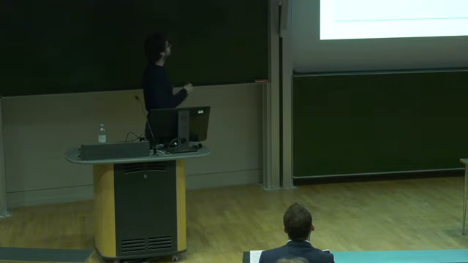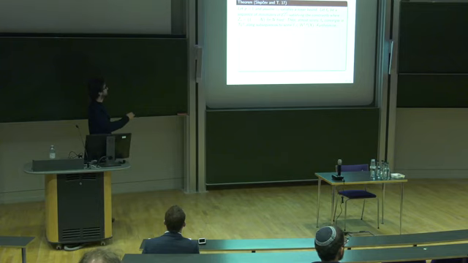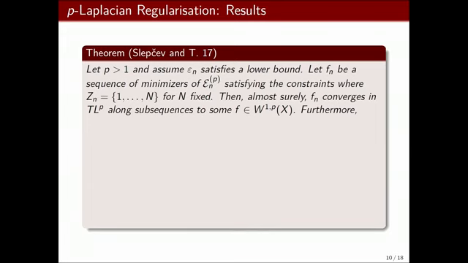Okay, so armed with these background results, we can state this first theorem. Let p be greater than 1. We assume epsilon satisfies the lower bound to ensure connectivity of the graph, and we let fn be a sequence of minimizers of our graph energy, satisfying the constraints, where Zn is now just the first capital N, 1 to capital N. Then with probability 1, fn is converging in this topology TLP, along subsequences, to some f in the Sobolev space W1P.